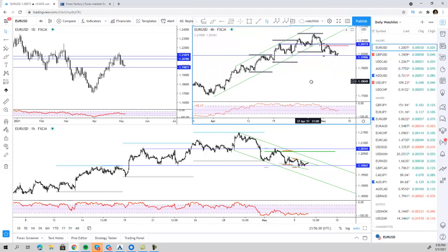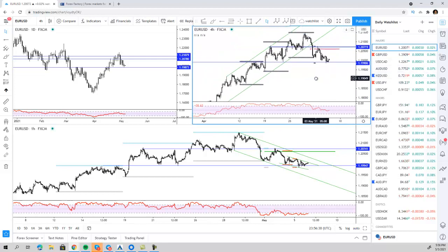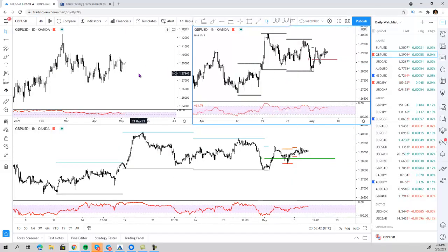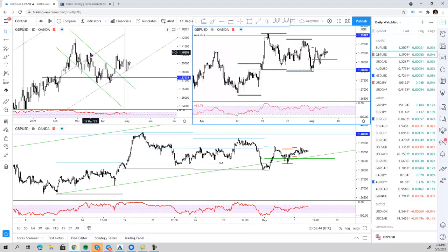I'm going to be sending the signal right now, and I'm going to place the pending order. Even though we are in Asian session, that's fine, but we're going to stick with that. The GBP USD, well, I am still long on the GBP USD.